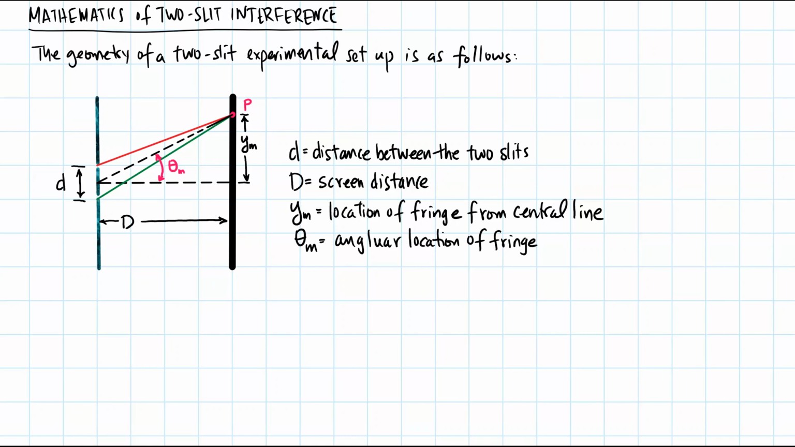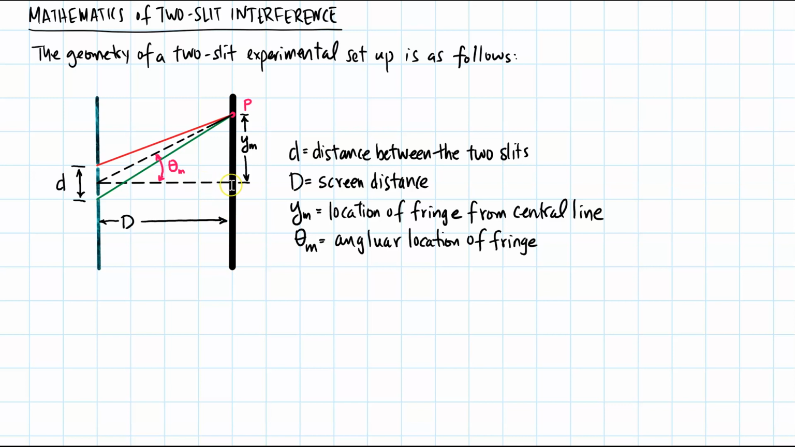The mathematics of two-slit interference. The geometry of a two-slit experimental setup is as follows. I have my two slits right here. I have my screen in the thick black line, and you'll see here in the middle there's a dashed line that's called the central line. The two slit openings are separated by little d. Then big D is the distance from the two slits to the screen where we observe the fringe locations.